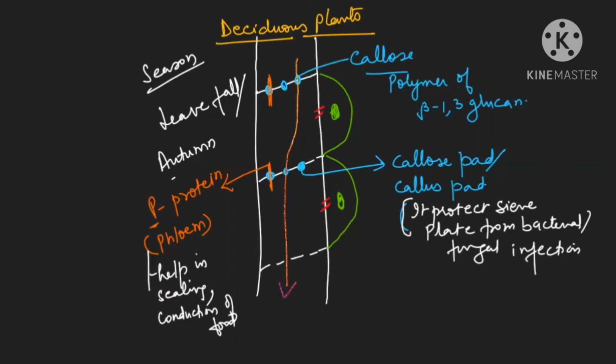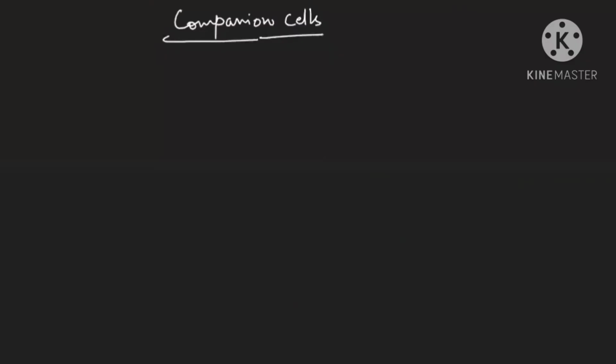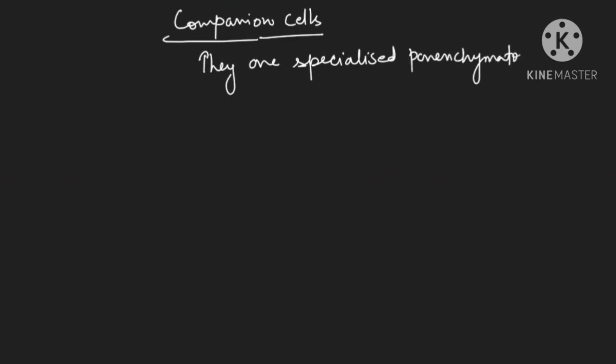Now let me explain companion cells. Companion cells, very important line of NCERT. They are specialized parenchymatous cells. Their work is special. They have been given some special work, so we call them specialized parenchymatous cells. Again, it is a very important line of NCERT. Please learn it properly.